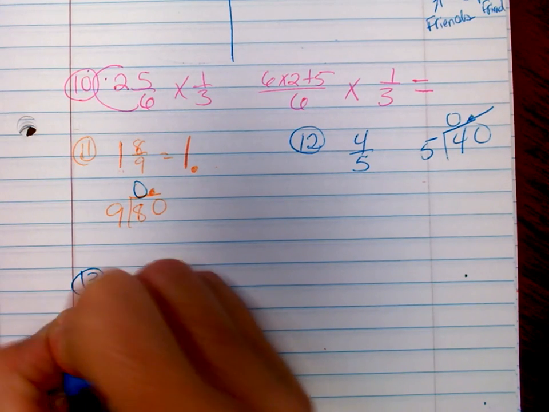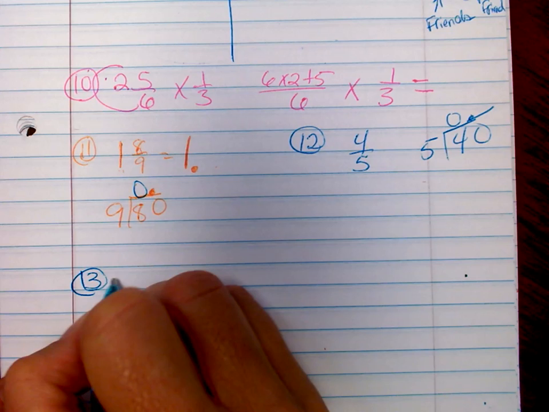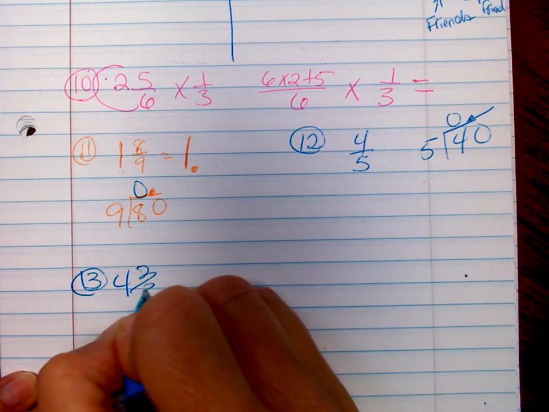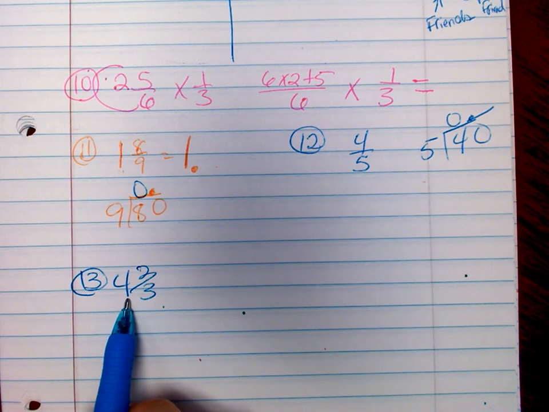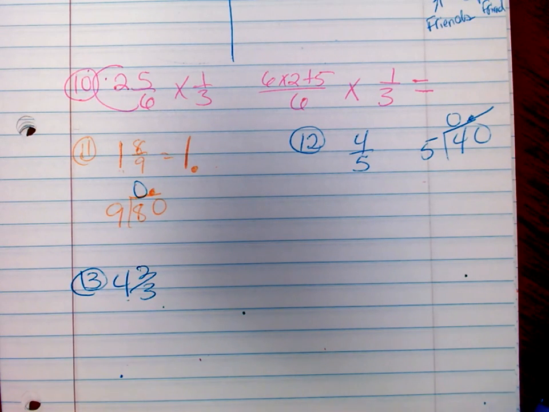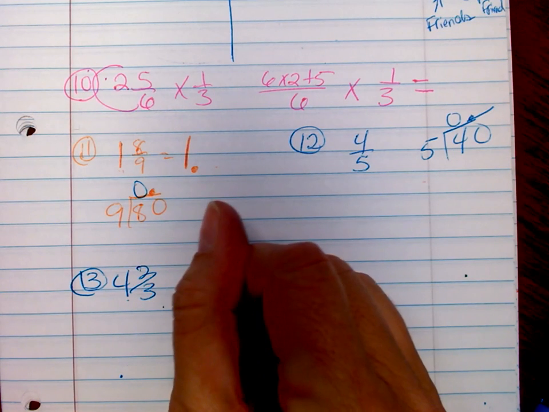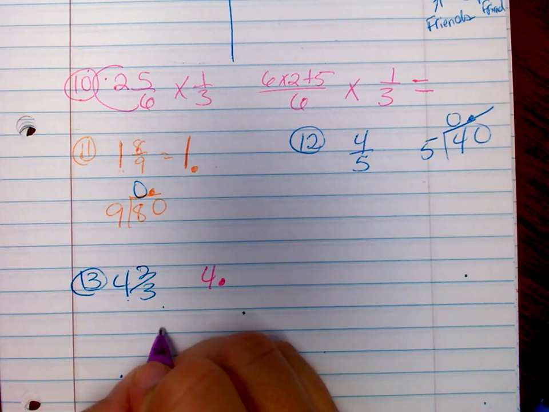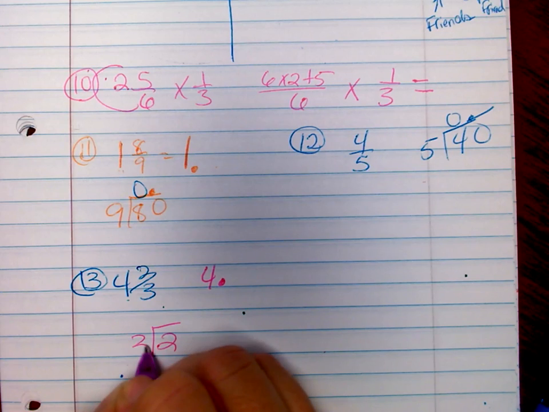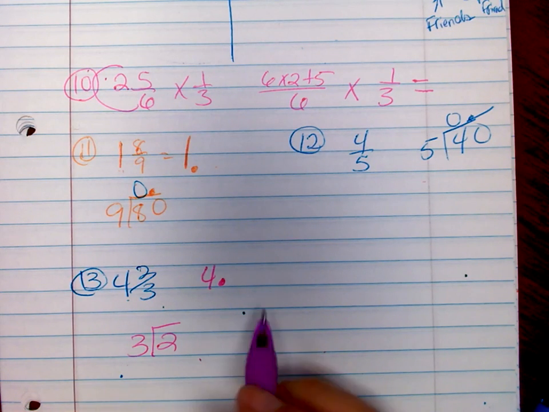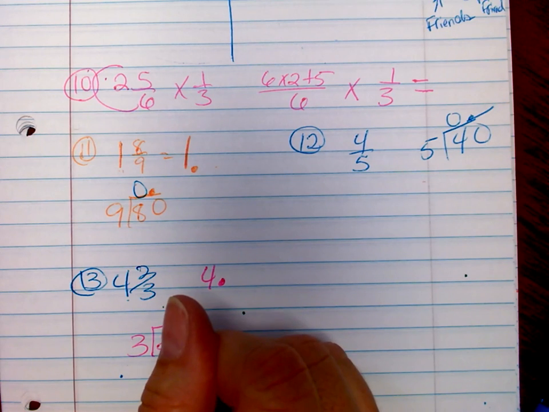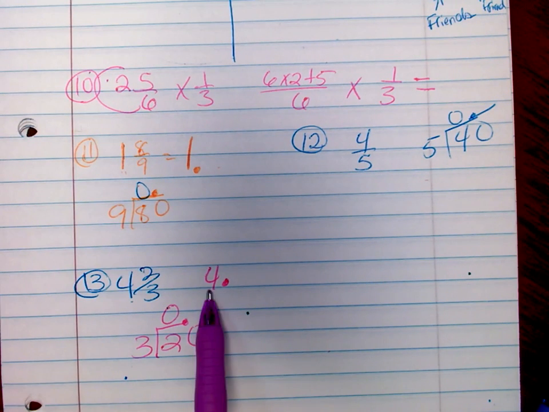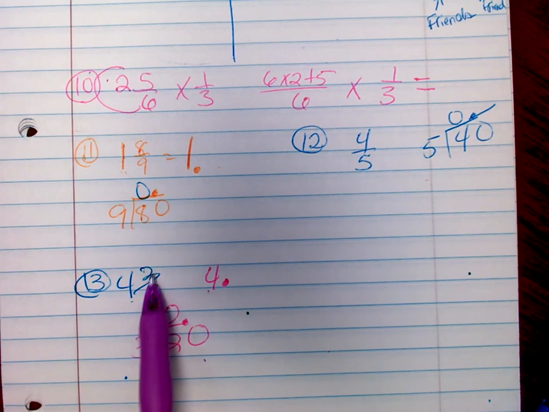13. What is 4 and 2/3 as a decimal? Use the bar notation if needed. So again, you have 4 wholes. I'm going to keep my 4. It's going to be a decimal. What is 2 divided by 3? That's going to go right here because you've got 4 wholes. You're really changing 2/3 into a decimal.